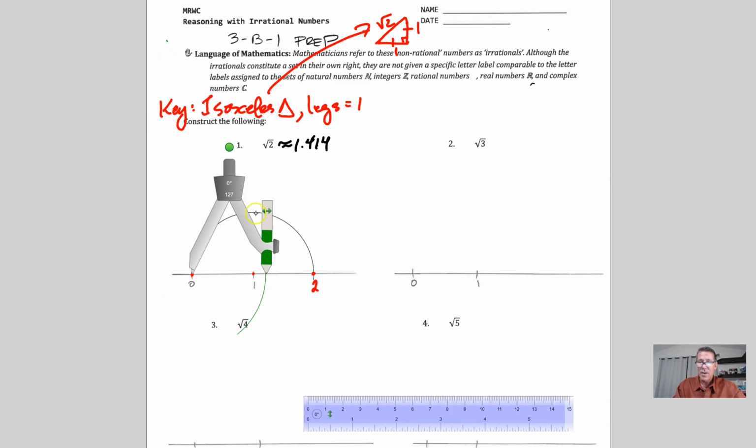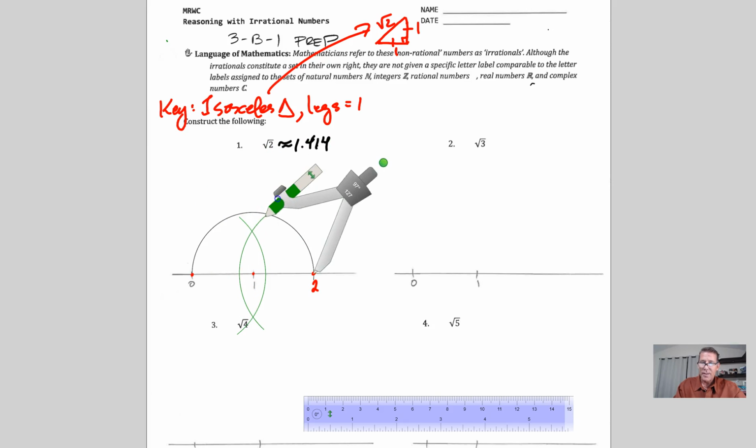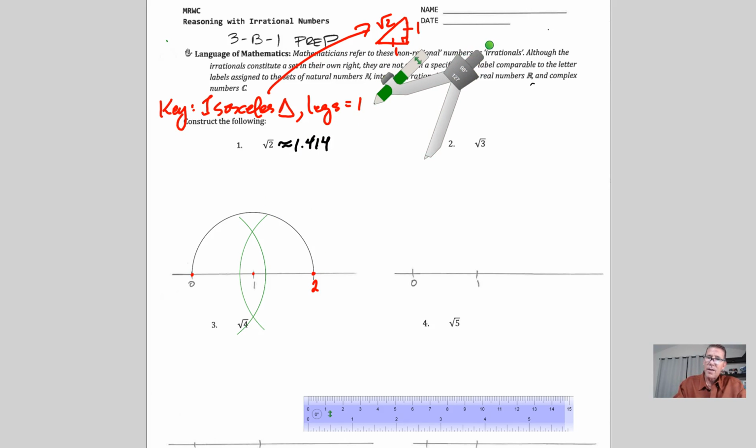Okay, so notice it's the same radius here. Switch hands, move it over here to 2. Don't mess with the radius now, and go ahead and construct that second arc. And notice that the 2 green arcs intersect. Okay, let me point out the intersection points right here in red. Okay, so it's easy to see.